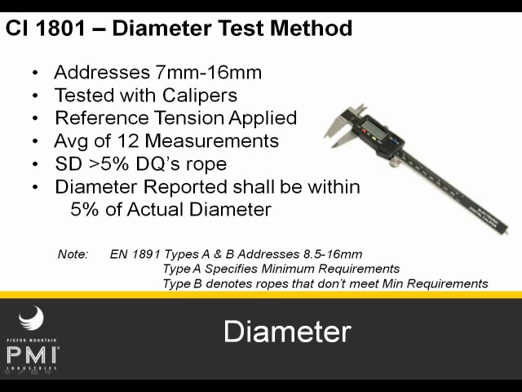The other thing to note here is that the EN 1891 does have a type A and a type B of rope. They don't so much separate by diameter, they just separate by type A and type B. Type A meets their minimum basic requirements, and type B doesn't meet the normal requirements. So whenever you're buying an EN 1891, you need to be aware that that rope might have different characteristics depending on whether it's a type A or a type B.